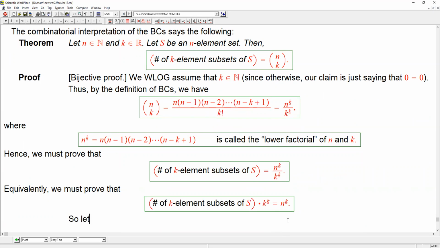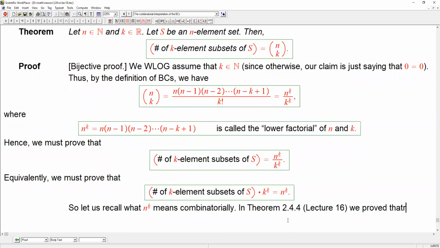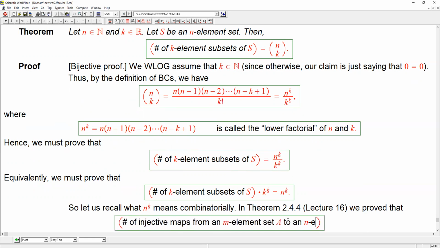So let us recall what this lower factorial means combinatorially. In theorem 2.4.4 of lecture 16, we proved that the number of injective maps from an m-element set A to an n-element set B is n lower factorial m. Okay, so we want k instead of m, so we just replace it. And we also have an n-element set, namely S, so we don't need to introduce a new set B.